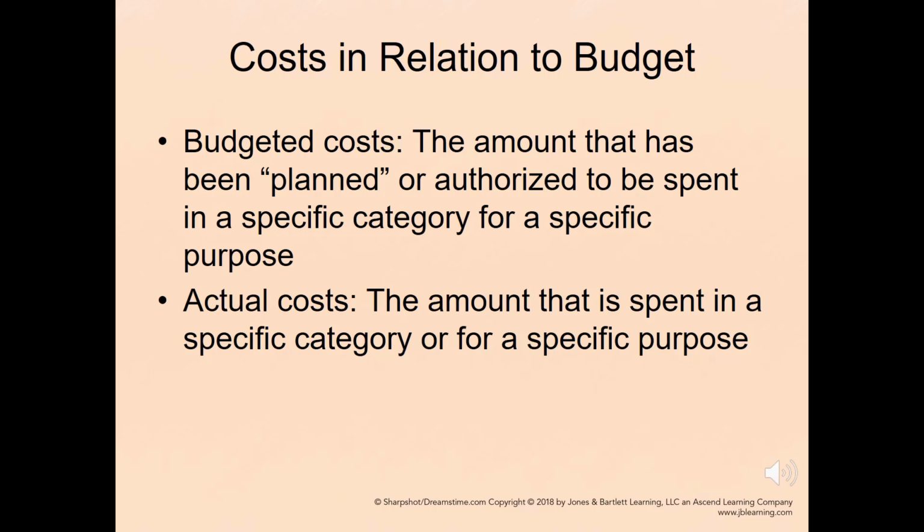Cost in relation to budget. Budgeted costs are the amount that has been planned or authorized to be spent in a specific category for a specific purpose. The actual cost is the amount that is spent in a specific category or for a specific purpose.